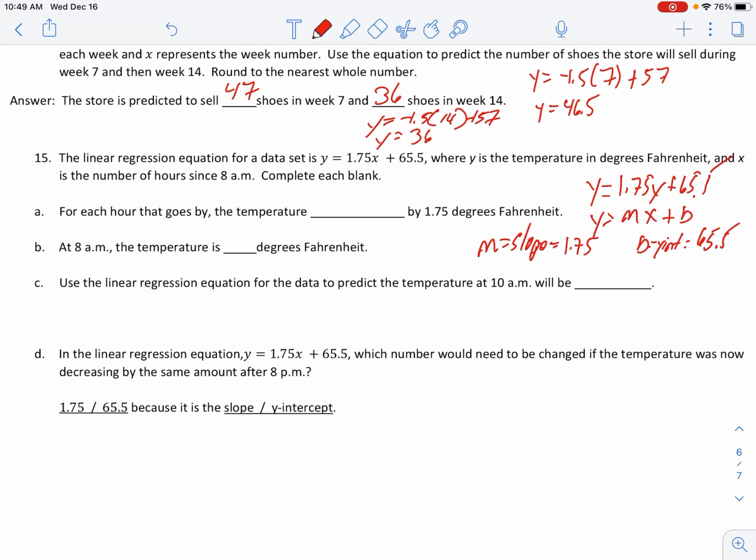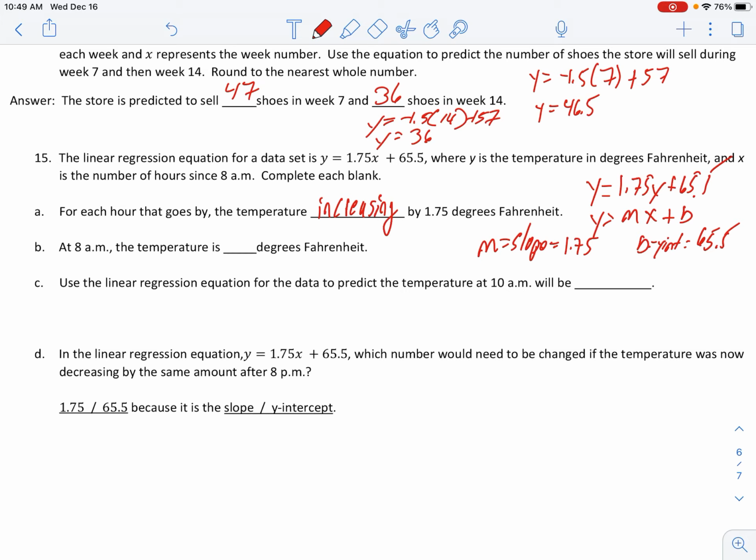So for part A, for each hour, the temperature blanks by 1.75 degrees. Is it positive or negative? It is positive, so we're going to say it's increasing. If it were a negative 1.75, we would say it decreases.